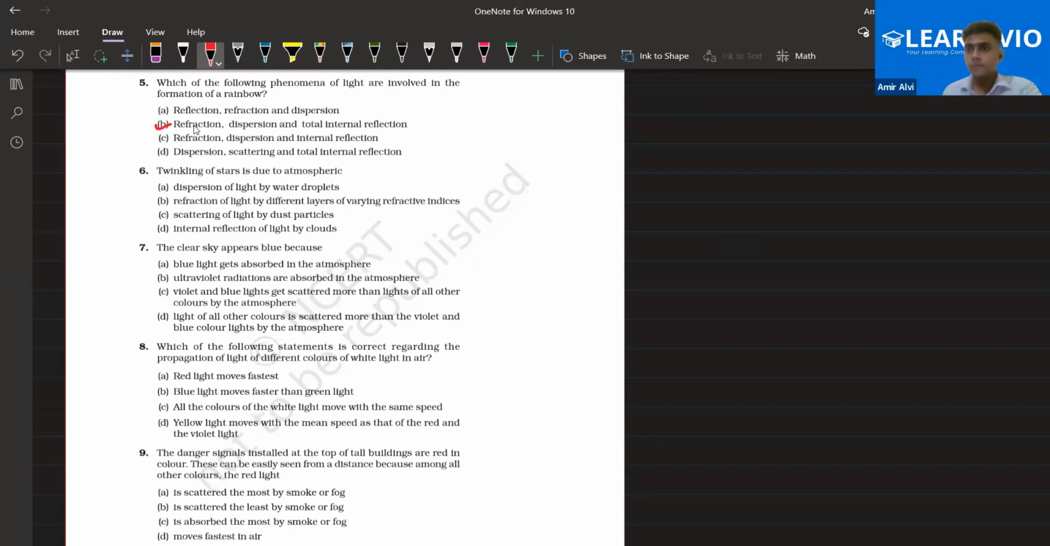Clear? Yes, sir. I thought that total internal reflection means all the colors are being reflected. Yes, basically, if dispersion of light is happening, then obviously it will reflect inside. TIR happens at a certain angle. If I explain it in a little more detailed manner, it will include a 12th class concept, because total internal reflection is a 12th class topic. The angle at which total internal reflection happens is called the critical angle. Is this clear?